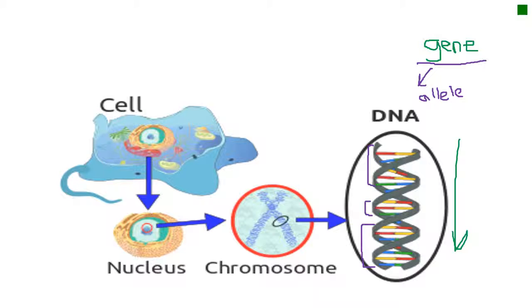So if I have a gene here, for example, I'm using a gene that's going to code for eye color. Okay? Let's say this gene is going to code for eye color. Then we have multiple alleles, in other words, multiple expressions of that gene. So for example, one allele could be blue. The other allele could be brown. Okay? And that's an allele.